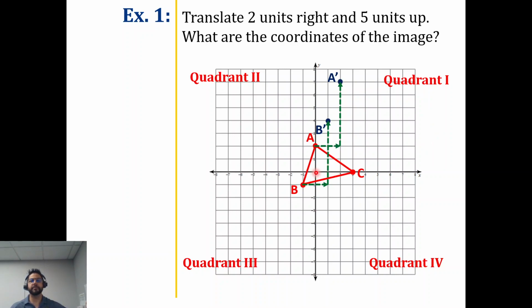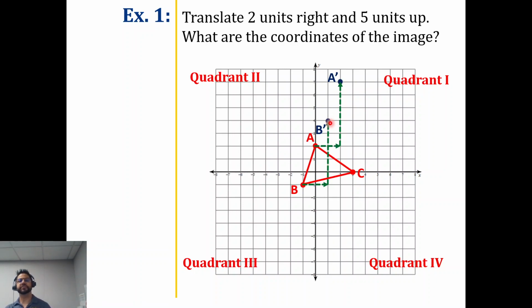To get to B prime, I'm going to go right 1, pause, and then I'm going to go up 1, 2, 3, 4. So therefore, the coordinates of B prime would be (1, 4) in a pair or set of parentheses. And then if you notice, it's going to be the exact same thing for C.